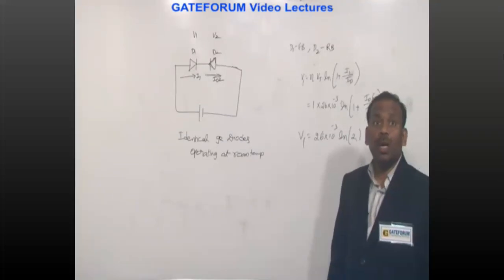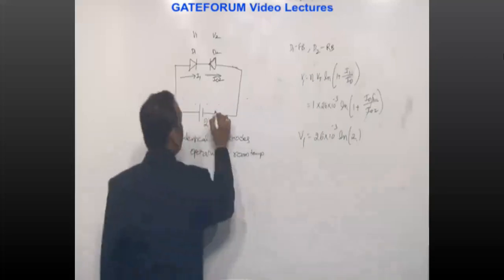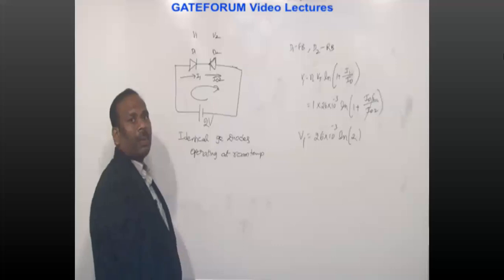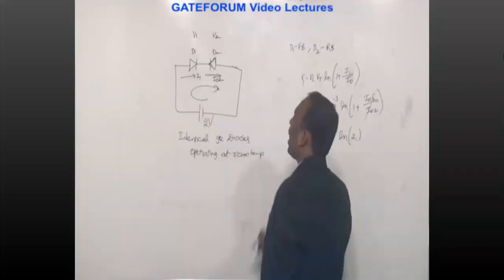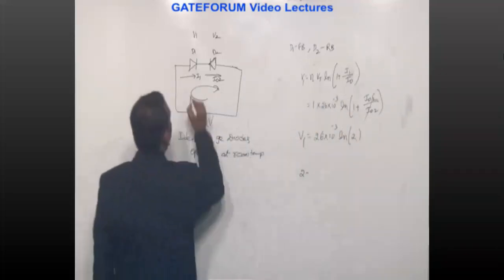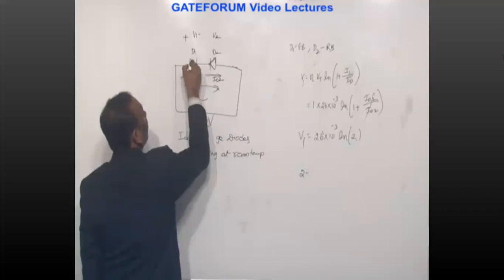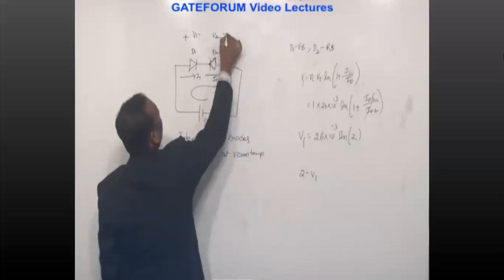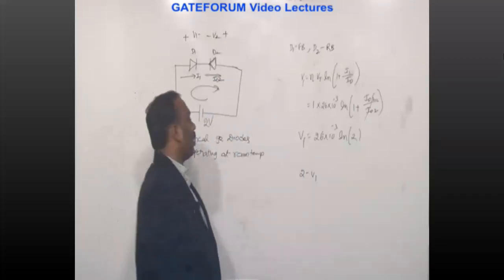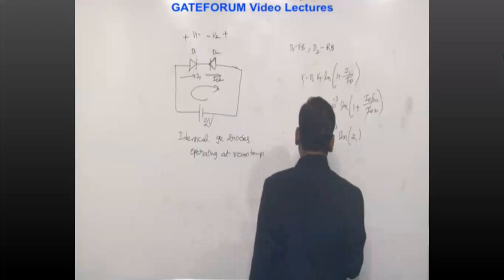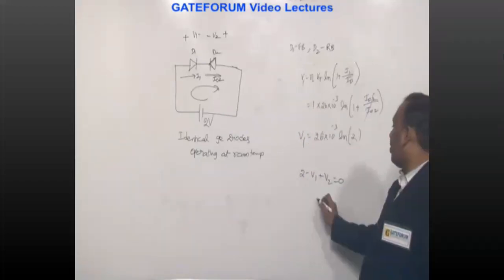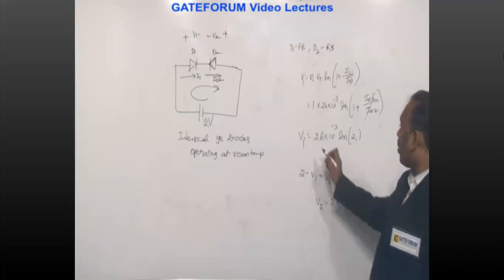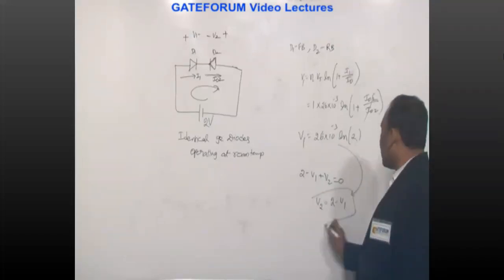We ask you to find out V2 also. It is given as 2 volts in the problem. Apply KVL now. 2 minus, now see here, what is the voltage here? Plus here, minus here. Therefore, minus V1. For this one diode, this is plus, here minus. Plus V2 is equal to 0. Therefore, V2 equals 2 minus V1. Whatever the calculated value, substitute here, you will get V2.